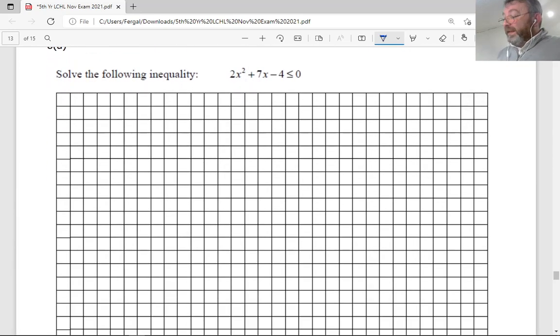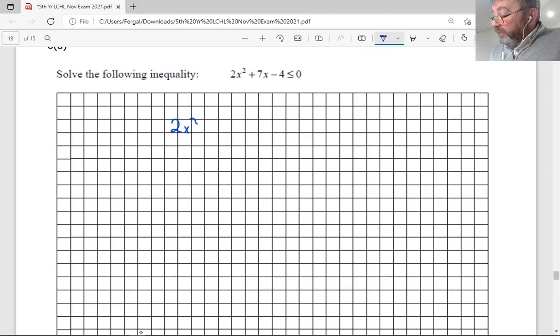Solve the following inequality. Again, all inequalities finish up on a number line. So you have 2x squared plus 7x minus 4 less than or equal to 0. Again, go to minus b or factorize, whatever you want to do yourself. 2x by x, 2 times 2, or 4 times 1, I should say. 4 times 1, that's going to give me plus 8 minus 1 as required. x equals a half, or x equals minus 4.